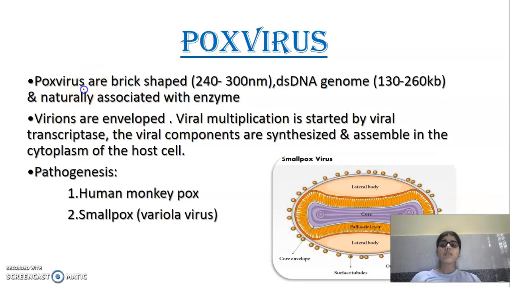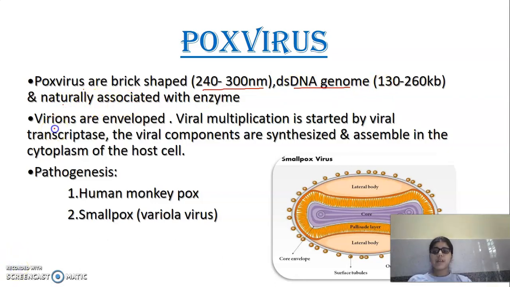Pox virus. Pox viruses are brick-shaped, with 240 to 300 nanometer, double-stranded DNA genome, and naturally associated with enzymes. Virions are enveloped. Viral multiplication is started by viral transcriptase. The viral components are synthesized and assembled in the cytoplasm of the host cell. Pathogenesis by poxviruses are human monkeypox and smallpox.